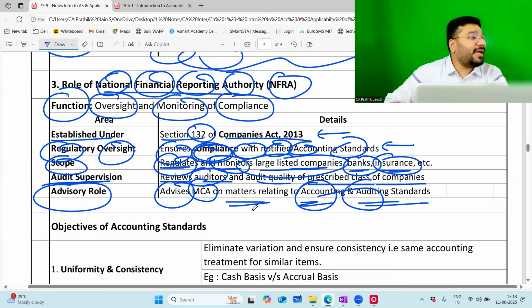Because again, NFRA, the background people are who? CAs only. But no relation between NFRA and ICAI. No relation between NFRA and the audit firms. Okay, not okay?